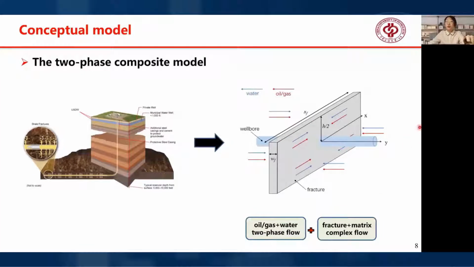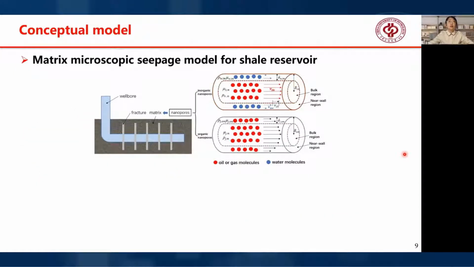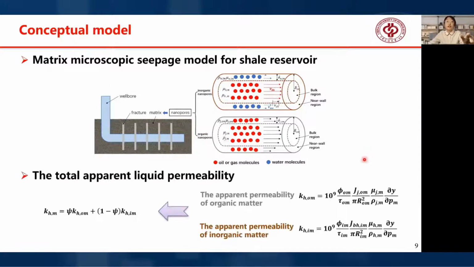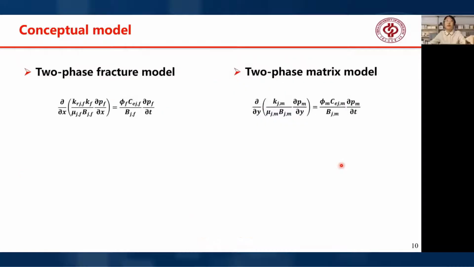But this model is only suitable for conventional reservoir. For shale reservoir, we established the matrix microscopic seepage model. The biggest difference between shale reservoir and the conventional reservoir is the matrix. The nanopores in shale matrix include inorganic and organic nanopores. It is reflected as the total apparent liquid permeability in the mathematical models. And based on the physical models, we further established the mathematical models.